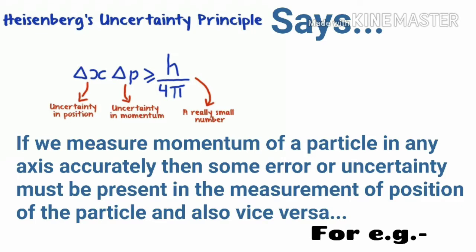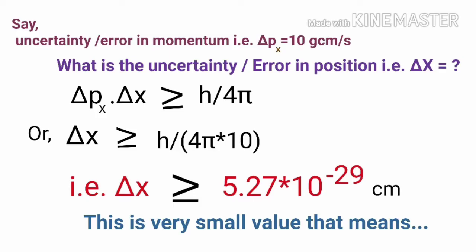Let's take an example. Say the uncertainty or error in momentum, that is delta px, is equal to 10 gram cm per second. If I ask what is the error or uncertainty in the position of that particle, that is, delta x equals what? Then delta px times delta x is greater than or equal to h by 4 pi, and if we put in the value of delta px, that is 10 gram cm per second, then we get delta x equal to 5.27 times 10 to the power minus 29 centimeter.